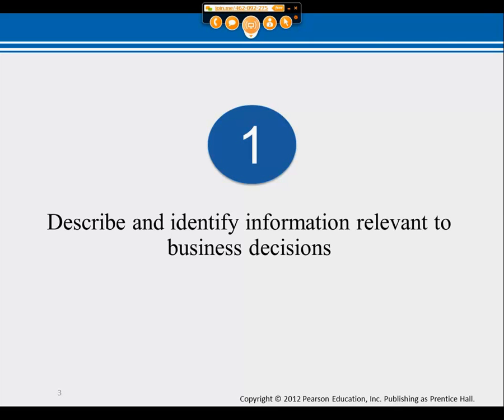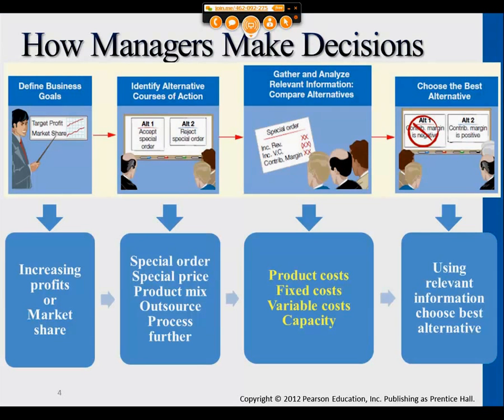All right, so let's describe and identify information relevant to business decisions. Let's look at this graph. That's going to give you a little map on how managers make decisions. As the first step, we want to define our business goals. That's from our last chapter. Do you remember how we learned how to find our target break-even points? That's really right here, define business goals.